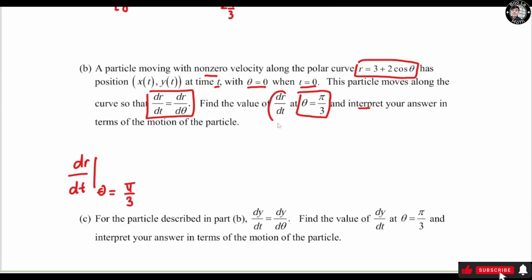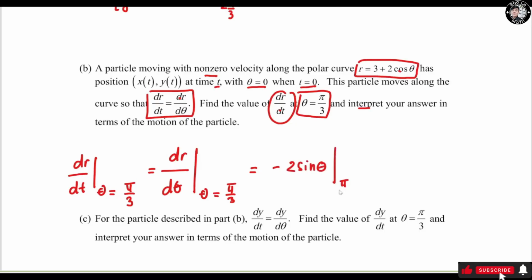Right here the question wants us to find this one, but this guy right here equals this guy. So we have dr over d theta at theta equals pi over 3. Now dr right here, so we need to take the derivative of this one, so it's going to be negative 2 sine theta evaluated at pi over 3. So it could be negative 2 sine of pi over 3.